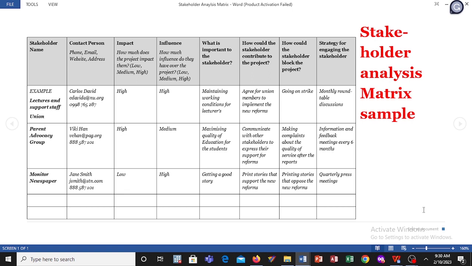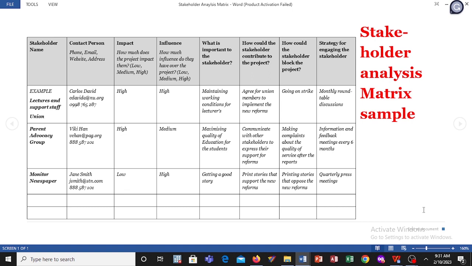Yeah. So how could the stakeholder contribute to the project? Communicate with other stakeholders to express their support for the reforms. So in this project, we gave an assumption that the university wants to establish new reforms, adopting new policies. So you want to seek out these stakeholders on seeing that these new reforms have been adopted well and accepted. Yeah. How could the stakeholder block the project?